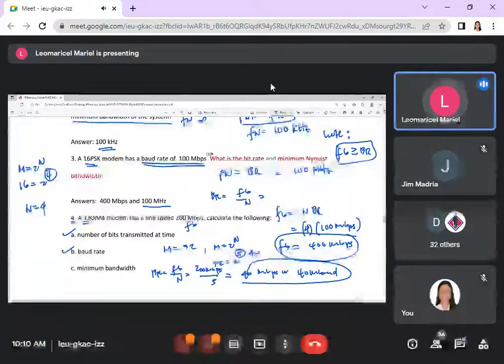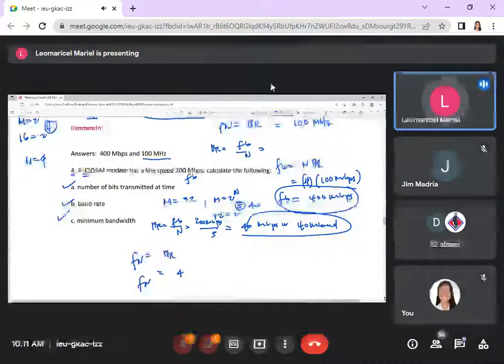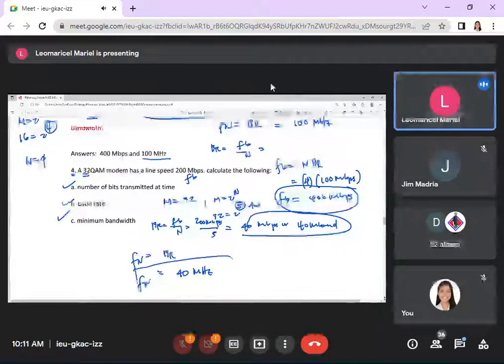And we have also the minimum bandwidth. Ang minimum bandwidth natin, sabi natin that bandwidth, fN is the same as your baud rate with different units. Therefore, your minimum bandwidth is equals to 40 megahertz. So, papalitan mo lang unit ng bps ng hertz since the unit here is 40 megabits per second. So, the answer now for your minimum bandwidth will be 40 megahertz. Okay? Nasundan?